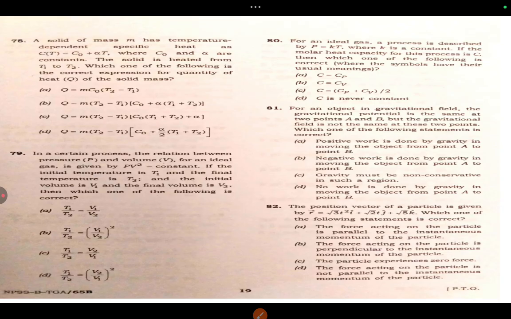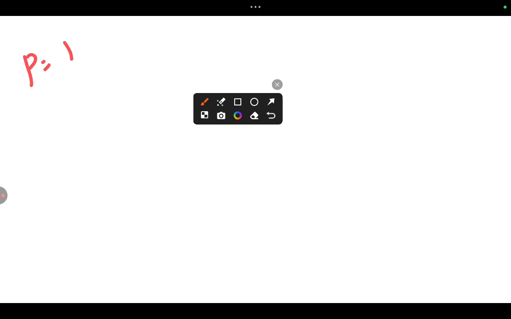So that is about question number 80. It is related to the ideal gas. As we know well, P equal to KT, and from the ideal gas equation PV equal to nRT, we can determine the nature of the thermodynamic process.